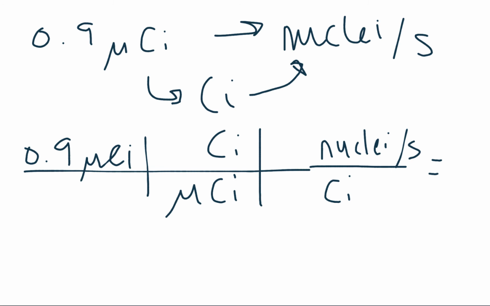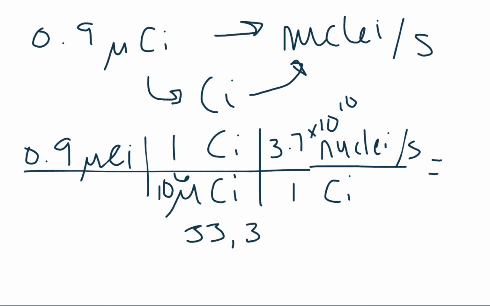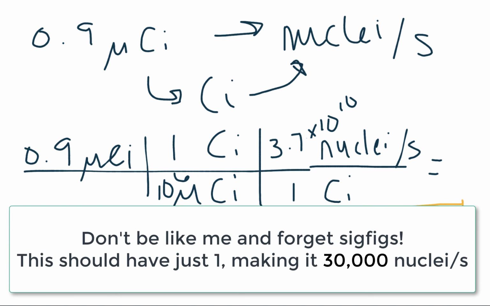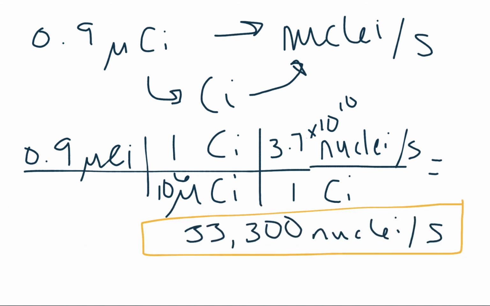The conversion between micro to curie is not changed. It's always a million micro whatever to 1 of the base unit. And then the conversion between curies and nuclei per second you can find on your reference sheet. It's 3.7 times 10 to the 10. Calculate that out. You will see that there are 33,300 nuclei that disintegrate every second in your smoke detector. That sounds like a lot, right? But remember, atoms are really, really, really small, and there are trillions upon trillions of atoms in your smoke detector, and so that's actually a very small proportion.